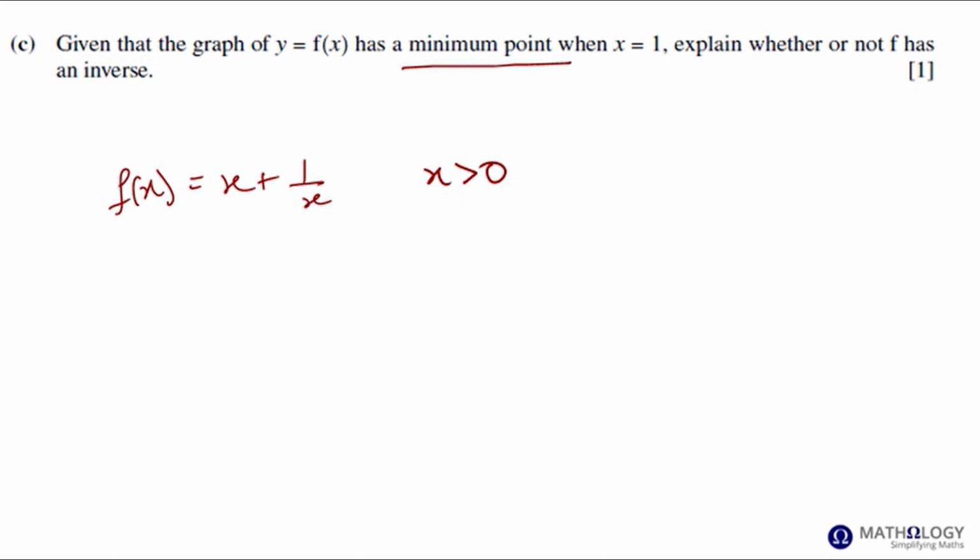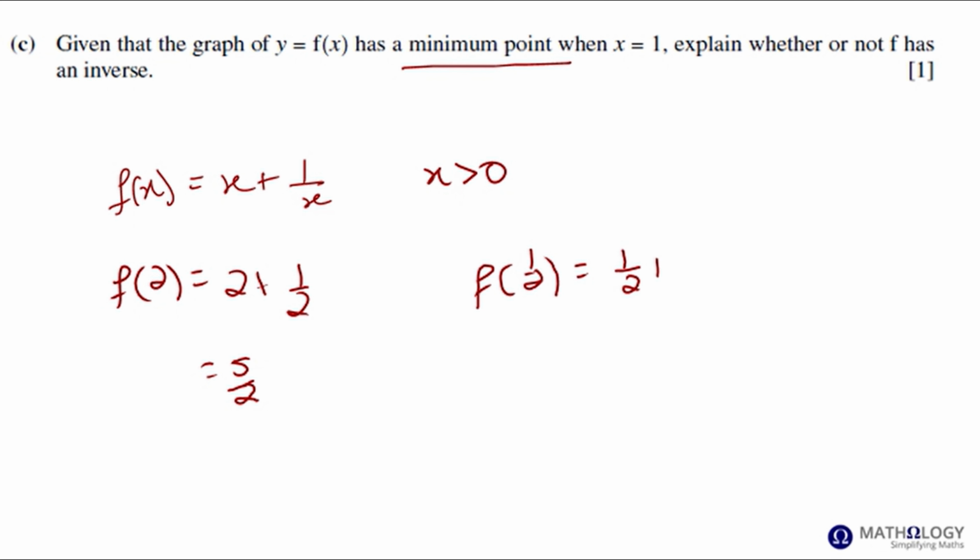So if we have f of 2, we'll get 2 plus 1 over 2, which is 5 over 2. f of a half is going to be a half plus 1 over half. That's a half plus 2, which again is 5 over 2.